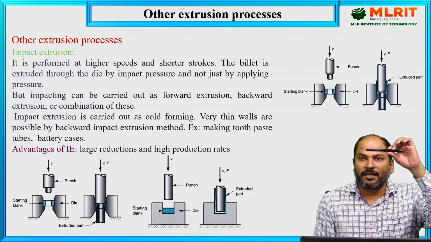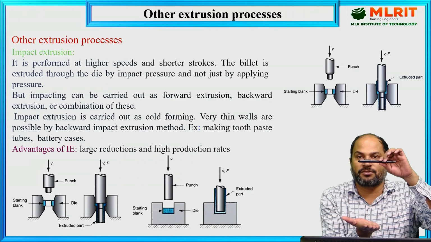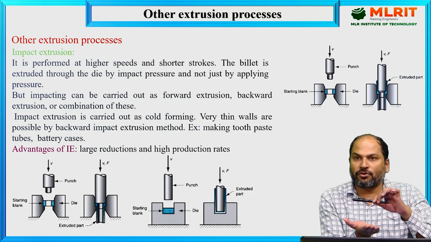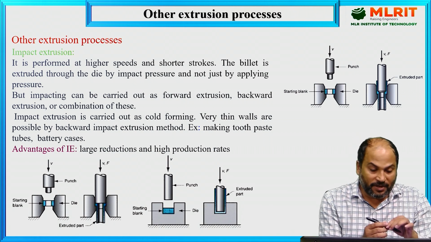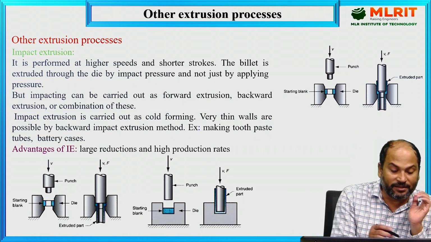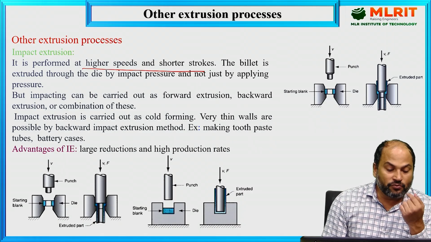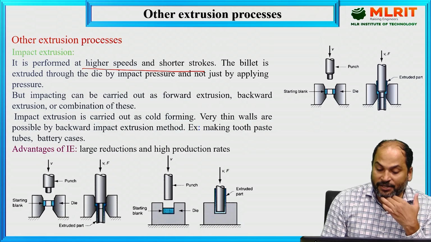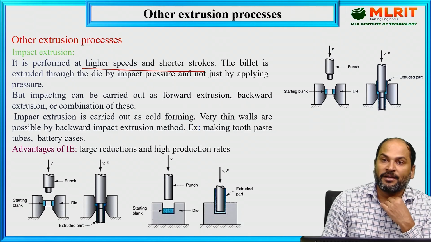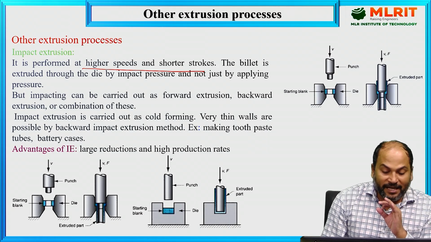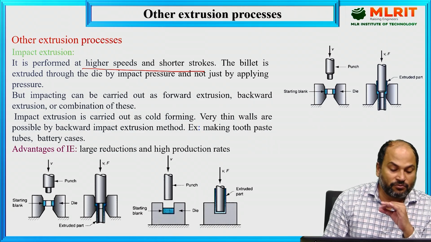Suppose this is the stylus through which we are applying the force, and this is the workpiece which we have to deform. So we suddenly apply the force, the duration will be shorter, and the velocity change through this force is going to be very high. That is very important to understand. Higher speed and shorter strokes will be there. The billet is extruded through the die by impact pressure, and not just by pressure. The pressure will be impact pressure because the force is impact and the area is constant. But impacting can be carried out as forward extrusion, backward extrusion, or a combination of these.